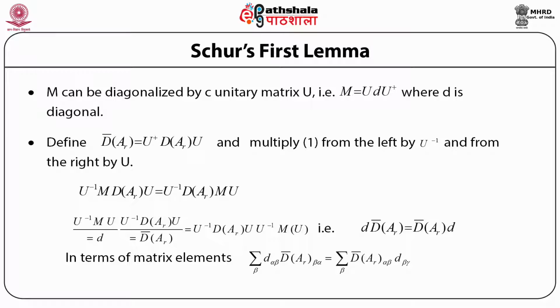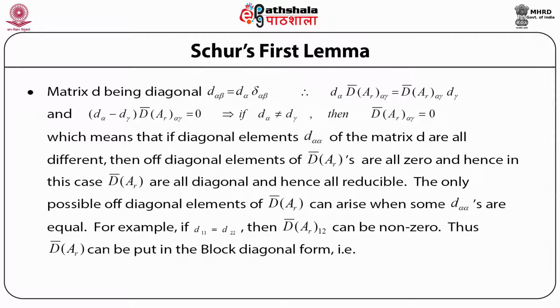So what have we obtained? We have obtained that the diagonal matrix D also commutes with the D bar matrix. Writing this in terms of the matrix elements, we have the sum over beta of D_alpha beta D bar_beta alpha is equal to the sum over beta of D bar_alpha beta D_beta alpha. The matrix D being diagonal, D_alpha beta is simply equal to D_alpha delta_alpha beta. Therefore, D_alpha D bar(A_R)_alpha gamma is equal to D bar(A_R)_alpha gamma D_gamma.